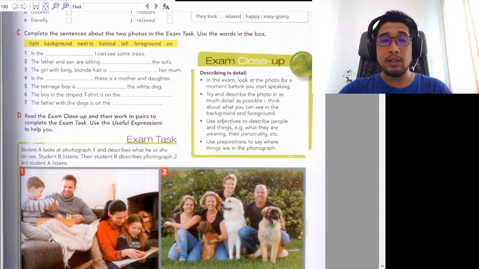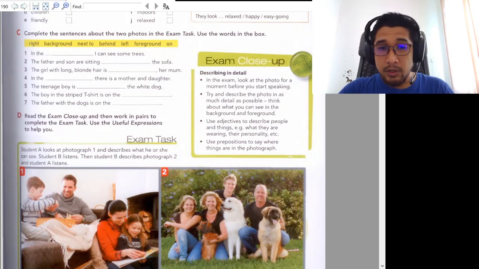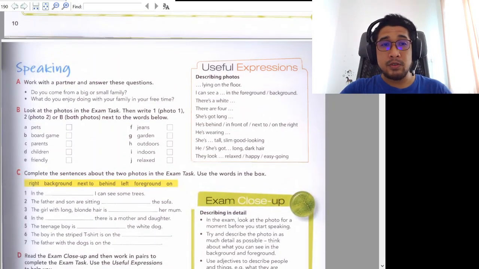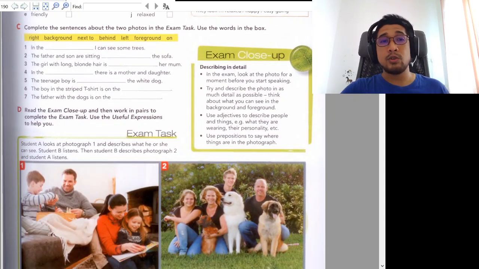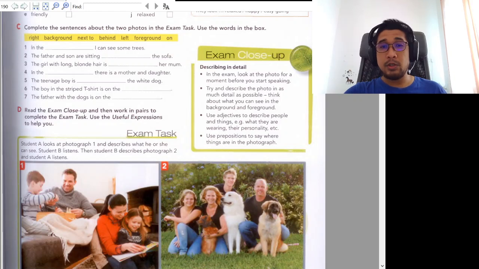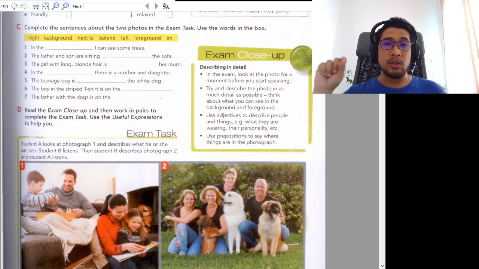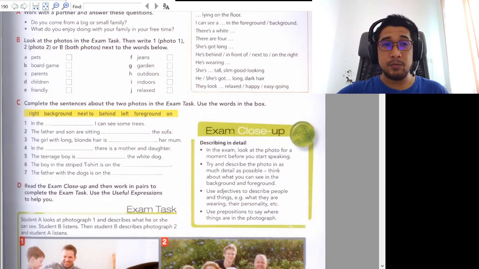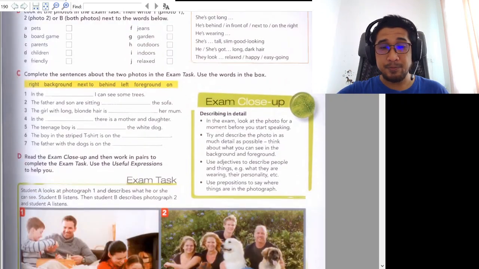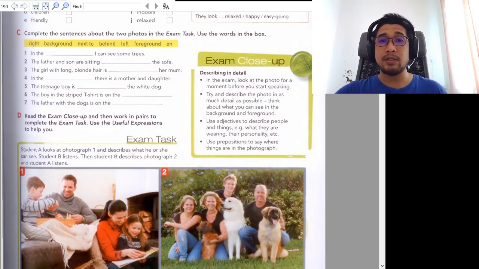This is page 11 of your textbook. There are some other things on here, A, B, which we are going to ignore. We are going to go to C straight away. So this will be your exercise for today. In your notebook, please make sure that you write today's day and date and also the topic, which is speaking here. And we'll do exercise C.